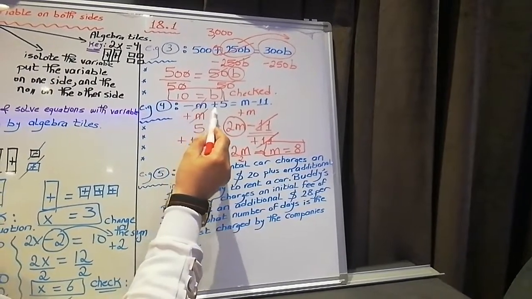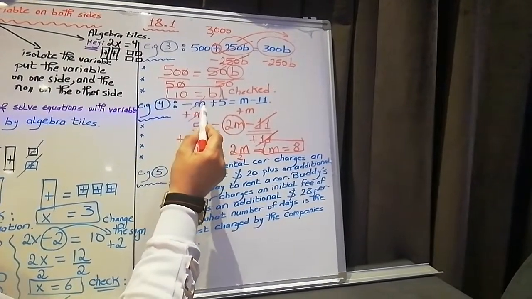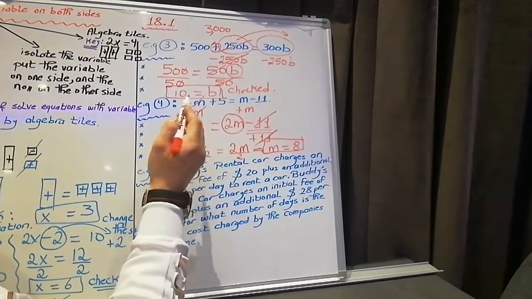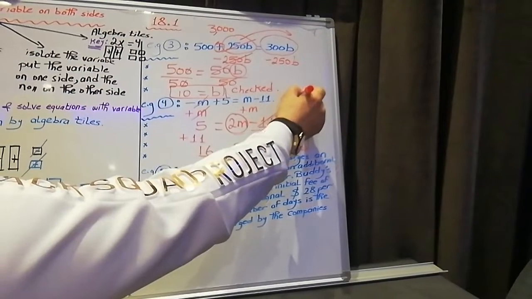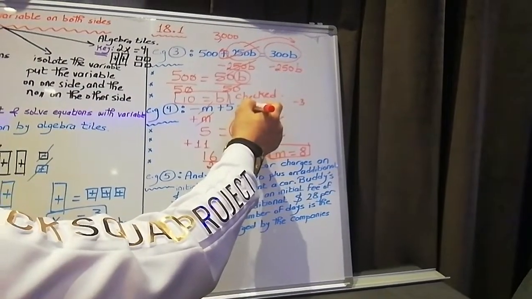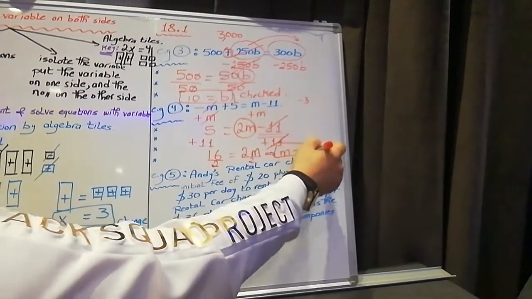So minus 8 plus 5. Minus negative 8 plus 5, it is what? Negative 3, right? So here in this case we have negative 3. Let's check the second side. If we substitute 8 minus 11, also negative 3, so it is checked.